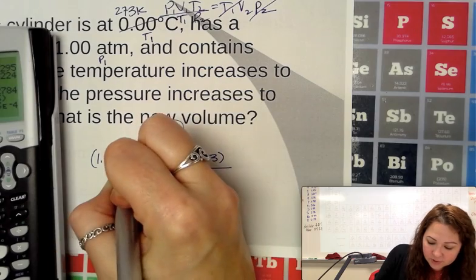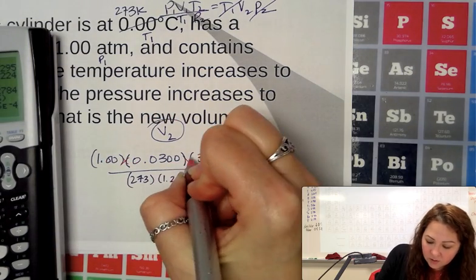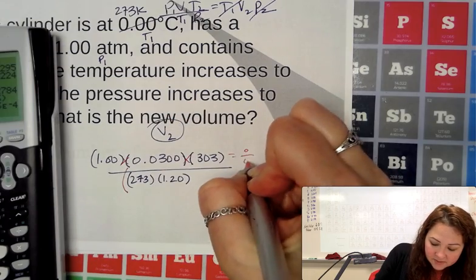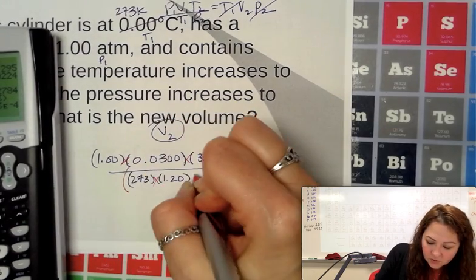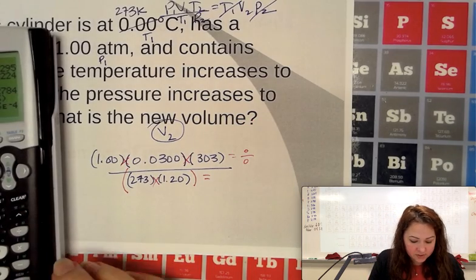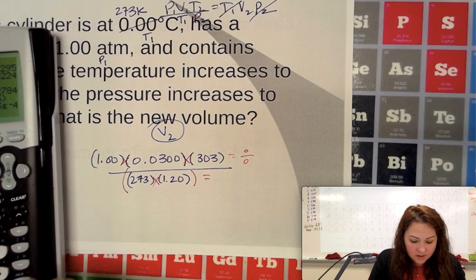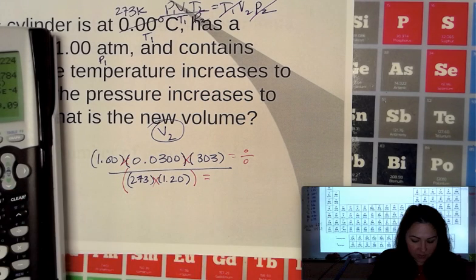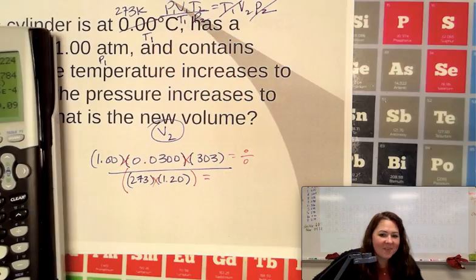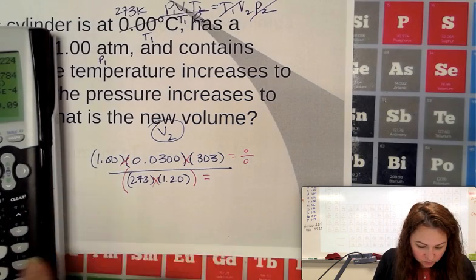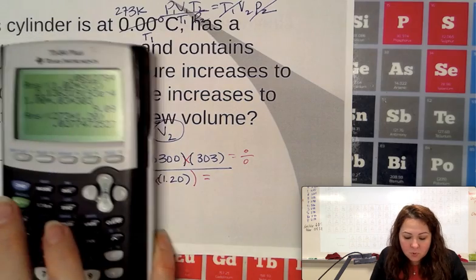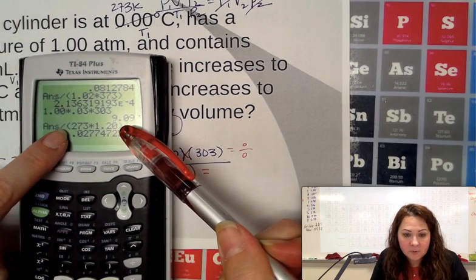But when you plug this into your calculator, if you write it like this, you're going to take 1 times 0.03 times 303, hit equals, divided by, open parentheses, 273 times 1.20 and hit equals again. So I'm going to take 1.00 times 0.03 times 303 divided by, open parentheses, 273 times 1.20. So you see how I use parentheses again on the bottom because you have two variables.